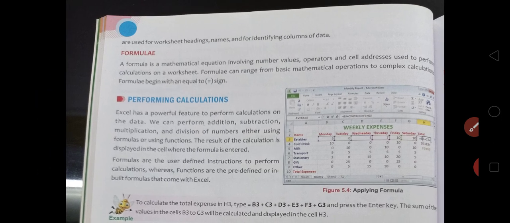And the next data, children, we have is the formulae. A formula is a mathematical equation involving numbers, values, operators, and cell addresses to perform calculations on a worksheet. Formulae can range from basic mathematical operations to complex calculations. And a formula, children, begins with an equal to sign. So whenever we write a formula in a cell, we start with the equals sign.